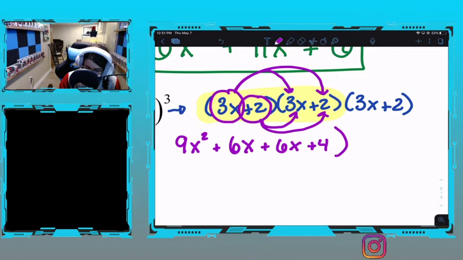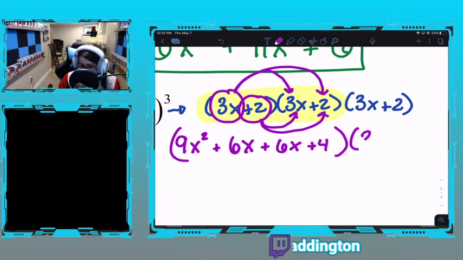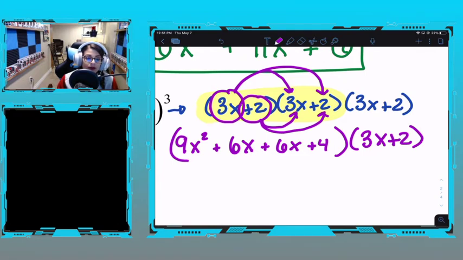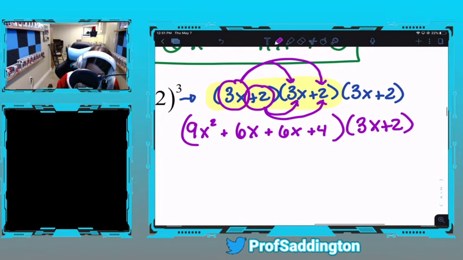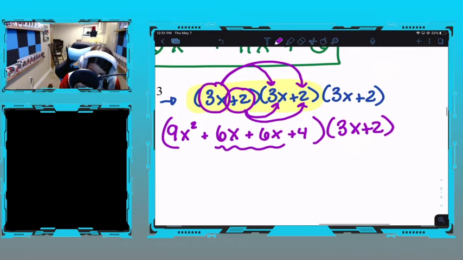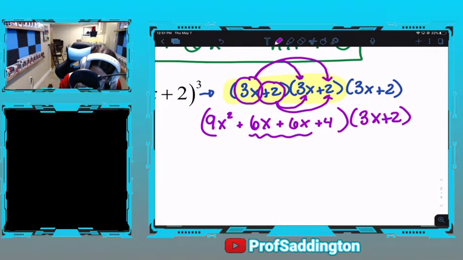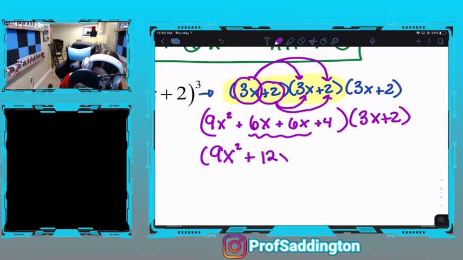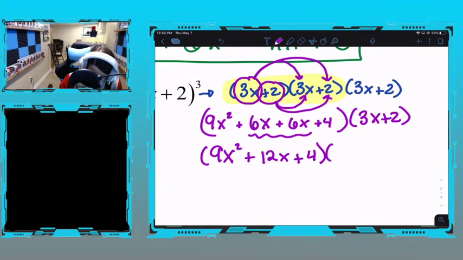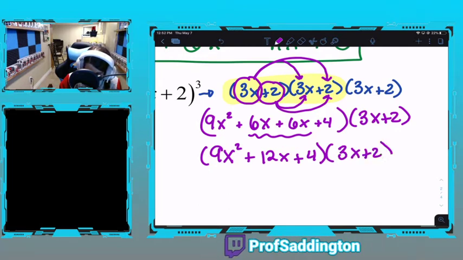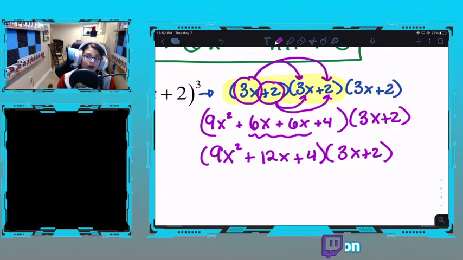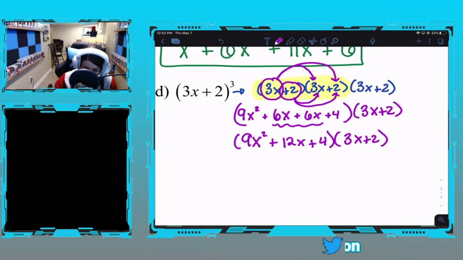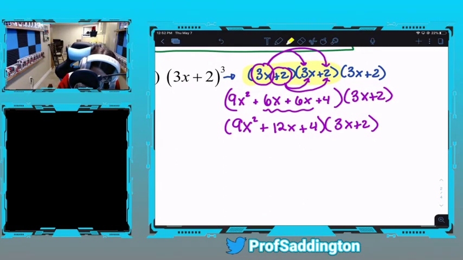Again, I'm going to keep this in parentheses because it's still being multiplied by 3x plus 2. I do have some like terms in there, so we can clean this up a little bit. We have 9x squared plus 12x plus 4 times 3x plus 2. And again, when I've got a big polynomial like that, I'm going to go right for the box method. So let's draw a box.